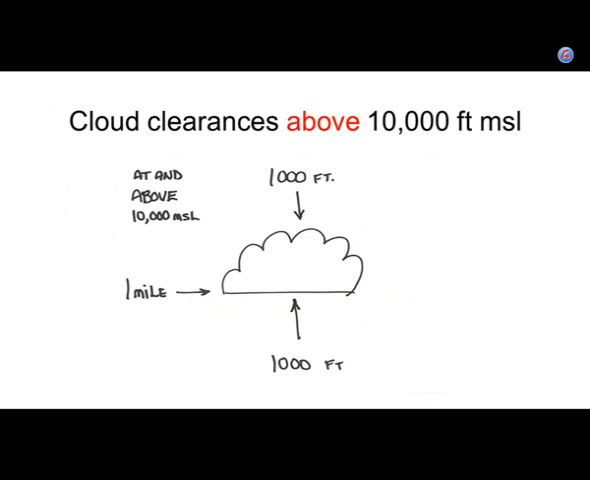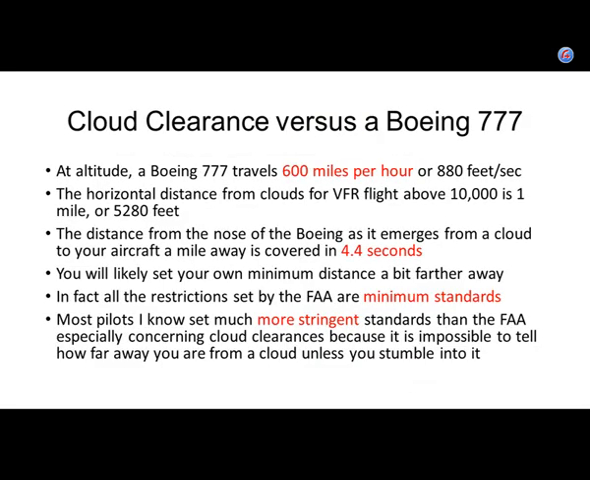So these are the cloud clearances above 10,000 feet. And again, I'm pretty sure that the FAA will not be requiring you to know the cloud clearance and visibility restrictions above 10,000 feet. So here it is, a cloud clearance versus a Boeing 777. You already know the answer to that. You know why the restriction goes from 2,000 horizontally to a mile. It's because of the fact that the speed changes dramatically.